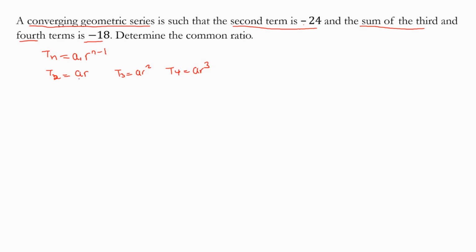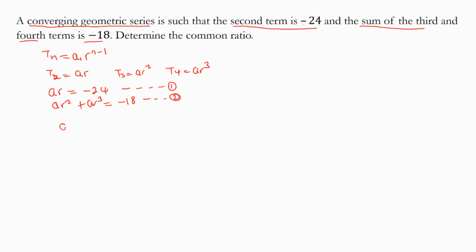So we're given that T2 is equal to negative 24, which means AR is equal to negative 24. And then the sum of the third and fourth term is negative 18. So it means AR squared plus AR cubed is equal to negative 18. So we have equation 1 and we have equation 2. So we can solve simultaneously here. Let's create equation 3 using equation 1. We want to find R. So let's make A the subject here.